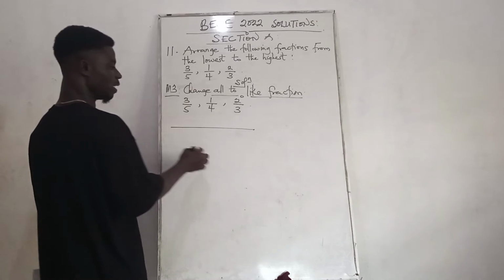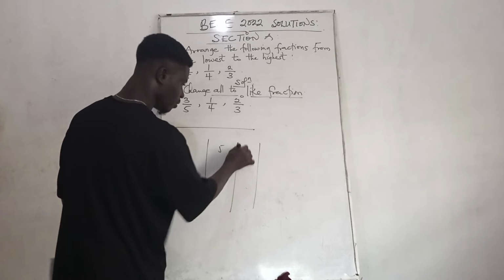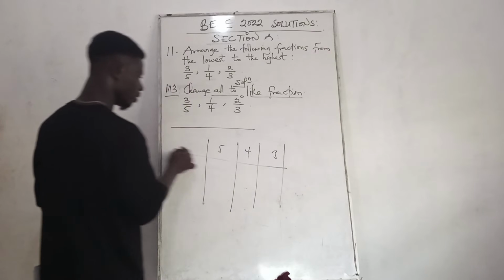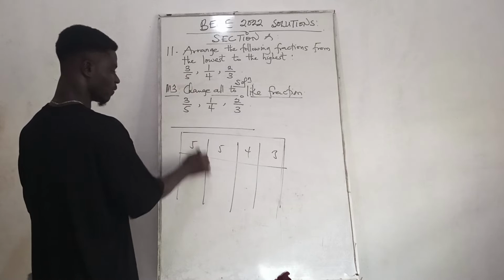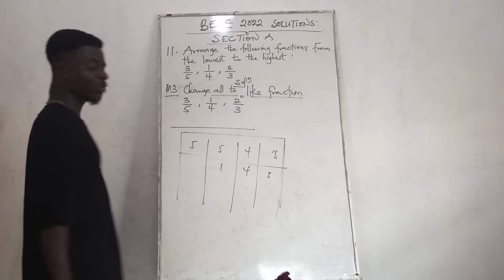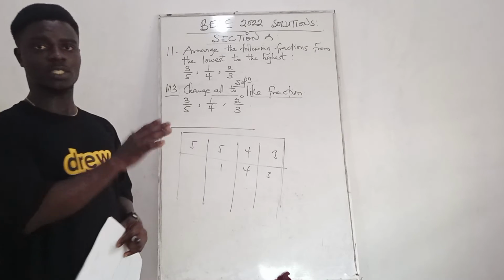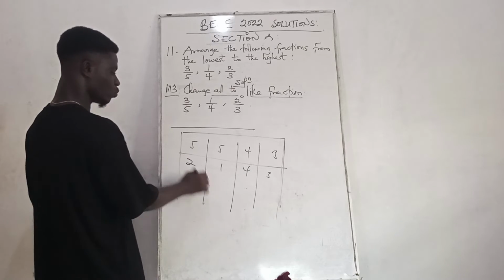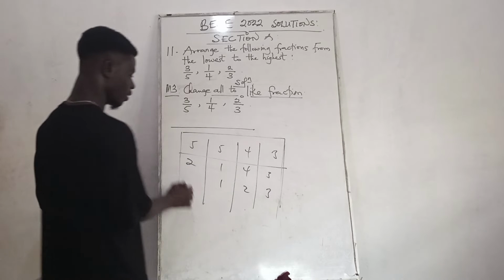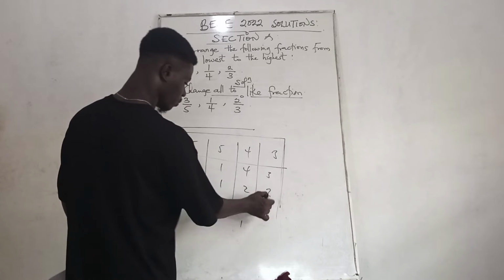So now let's see. What would be the LCM of 5, 4, and 3? So now we can write 5, 4, then 3. What would be the LCM for that? We are using the successive division method. If you are using the successive division method, make sure that the numbers you use to divide are only what? Prime numbers. So now here 2, 1, 2, 3. Then 2, 1, 1, 3. Then 3, 1, 1, 1.